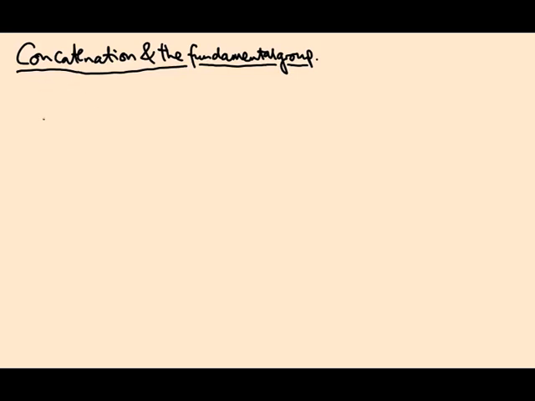Okay, in this video I'm going to tell you about concatenation of paths and loops and use it to define the fundamental group of a topological space. So let X be a topological space, and suppose alpha and beta are paths.